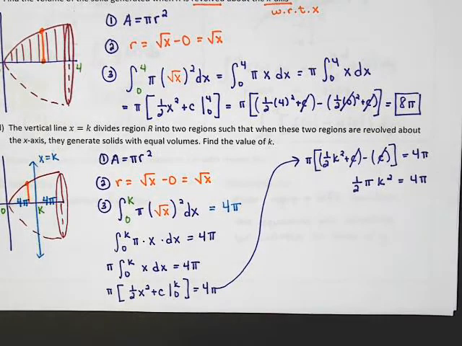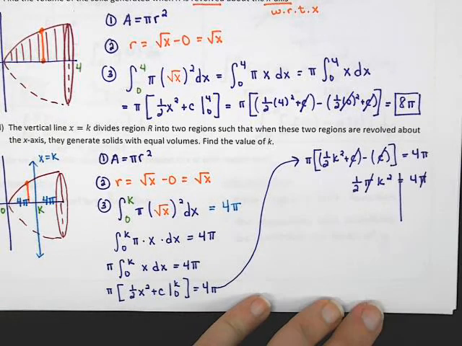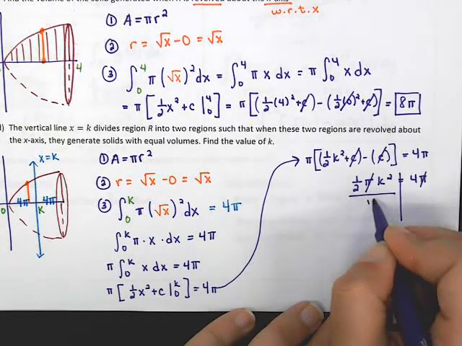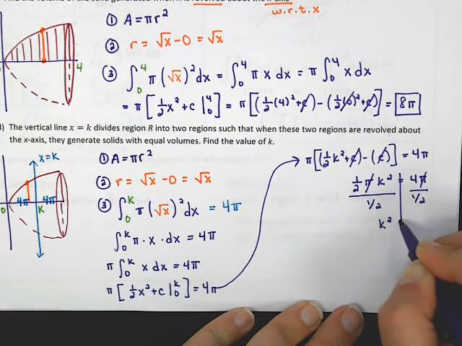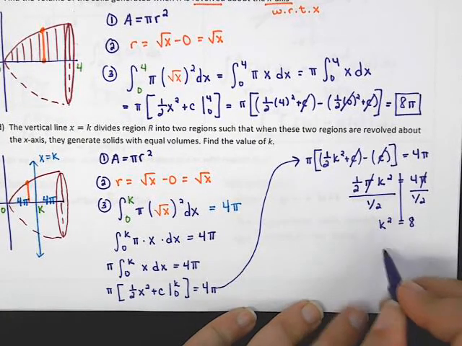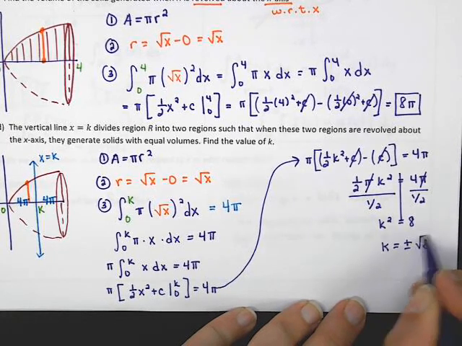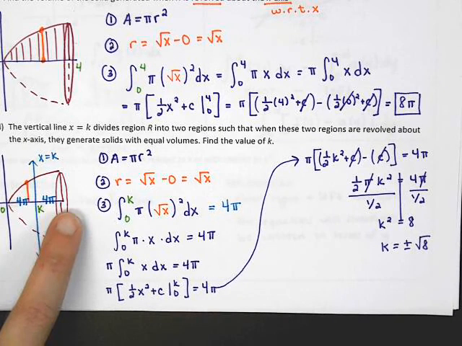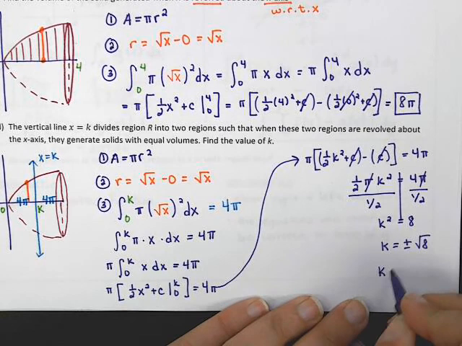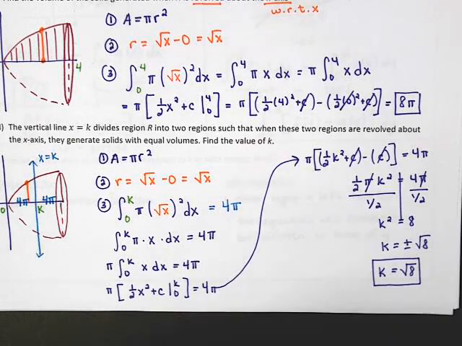Now I'm going to again try to find k. So I'm going to divide by the pi, and that's going to cancel. I'm going to divide by 1/2, and I'm going to get k squared equals 8. So when I square root this, I get plus or minus the square root of 8. Now in this situation, because x equals k needs to be on the positive side of the x-axis, I know that my k value must actually equal the positive square root of 8 only.